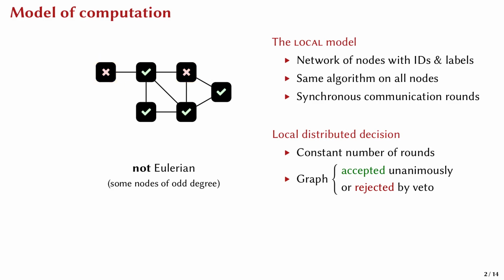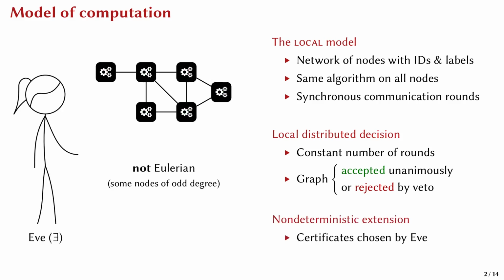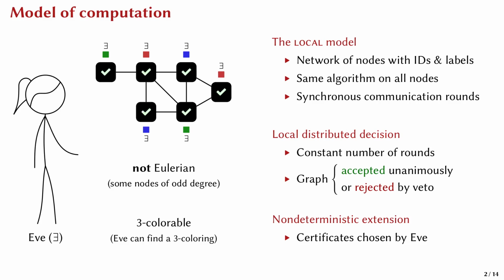Now, by itself, this model is rather weak. There are not too many interesting graph properties we can express this way. So to make things more interesting, we introduce Eve. She can have a look at the entire graph and then assign a certificate to each node. For instance, to check if the graph is three-colorable, we first let Eve choose a coloring and then let each node check that it doesn't have the same color as its neighbors. That's the case here. So this particular graph is accepted.